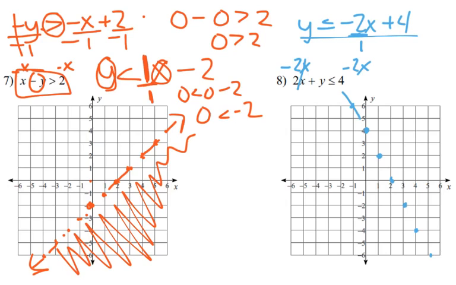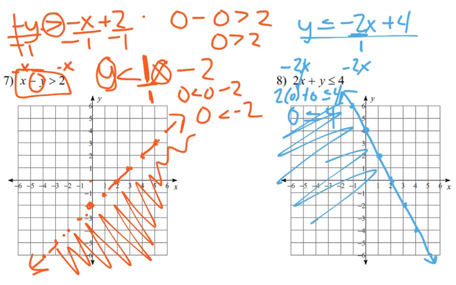Now, solid line, because it's got an equal to. Pick our test point 0, 0. 2 times 0 plus 0, is it less than or equal to 4? Is 0 less than or equal to 4? Yes, it is. So we shade the side where 0, 0 is. And it's right there. So we shade this side.